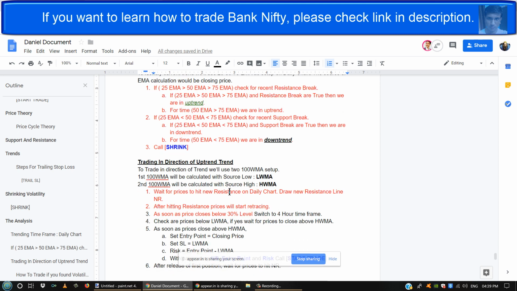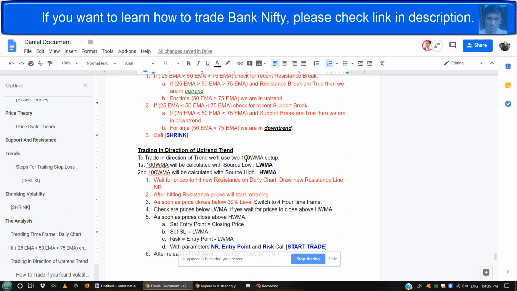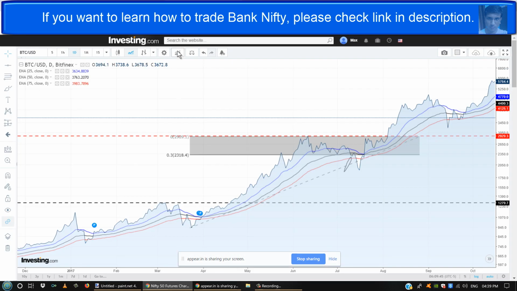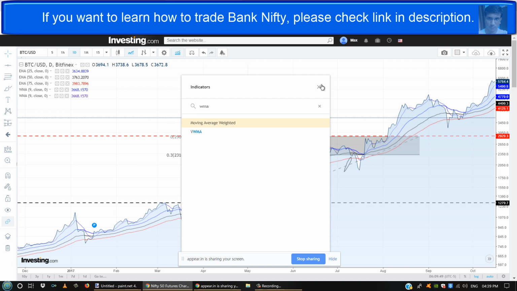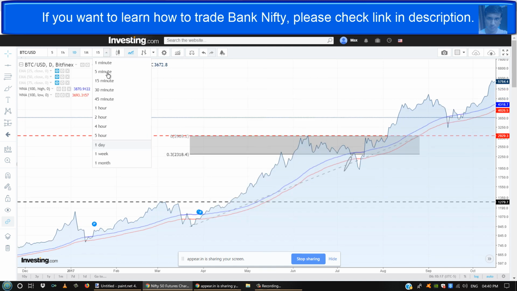For trading, we have used a 100-period weighted moving average with source low and high. We have intentionally used this so that we can get the buy and stop loss points together with the help of indicators. So first I will add the WMA here. Now we will go to the 4-hour chart.